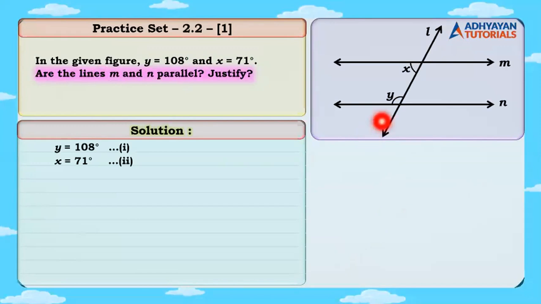Children, first of all, tell me what type of angles are x and y. X and y together, what type of angles are they? They form this alphabet C, and C means interior angles. So for interior angles, what was the condition? If the interior angles are supplementary, then the lines are parallel. So we just need to check whether x and y add up to 180 or not. If the answer is 180, the lines are parallel. If the answer is not 180, the lines are not parallel.